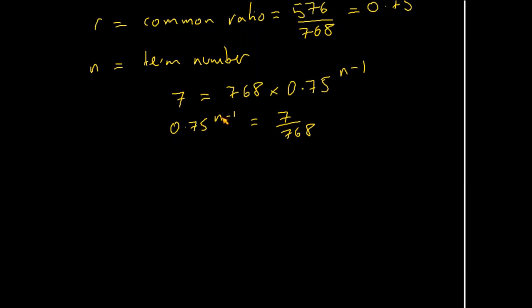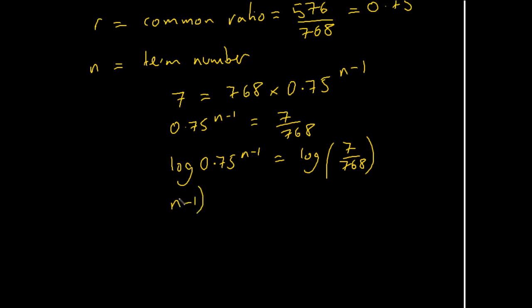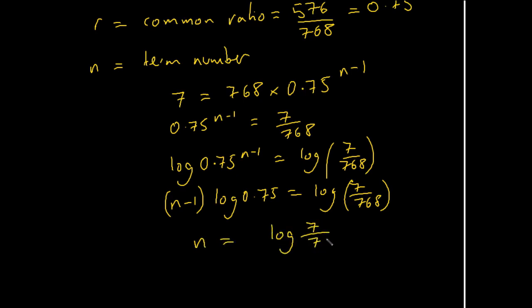To deal with this power here, I can take logs of both sides and then use a log law. So I'm going to say log of 0.75 to the power n minus 1 is equal to log of 7 over 768. And then I can use the log power law, take this power down and put it in the front. So n minus 1 multiplied by the log of 0.75 is equal to the log of 7 over 768. I can then divide by the log of 0.75 to give me n minus 1, and then add 1 to give me n. So n is going to equal the log of 7 over 768, divided by the log of 0.75, and then the whole thing plus 1.